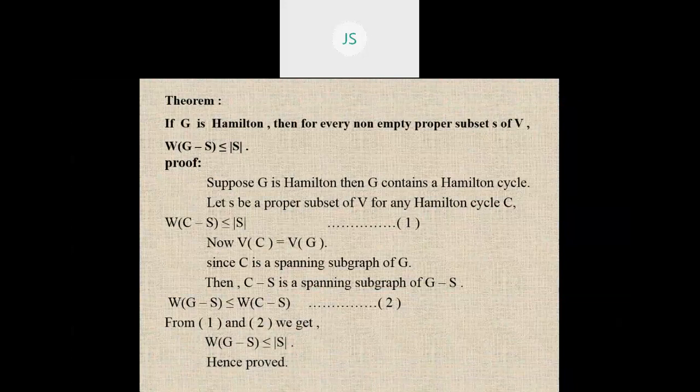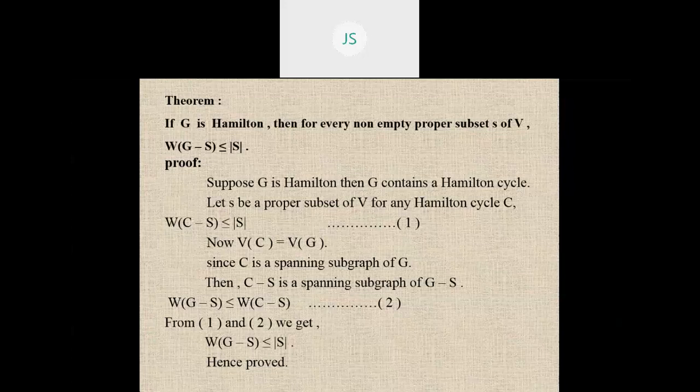Suppose G is Hamiltonian, then G contains a Hamiltonian cycle. Hamiltonian means it contains all the vertices of the graph. Here, W of G minus S is nothing but the number of components of G minus S. S is a subset of V, then G minus S contains many components, which is less than or equal to modulus of S, the number of elements in that subset. Okay, then how can we prove this?